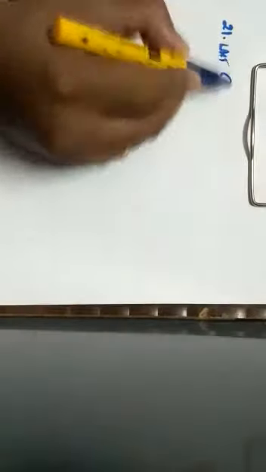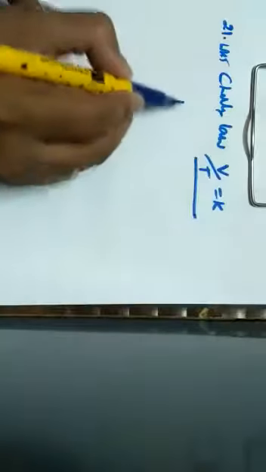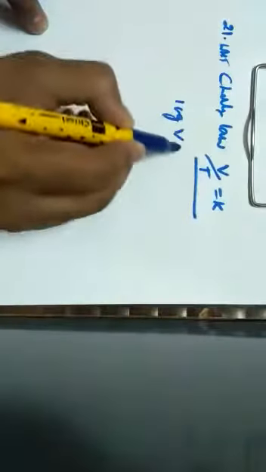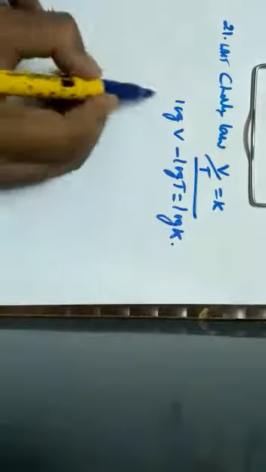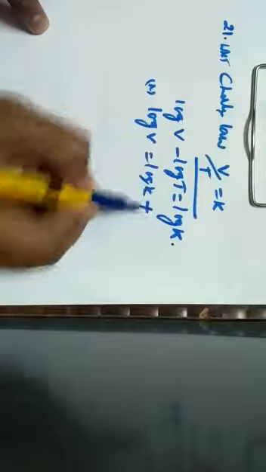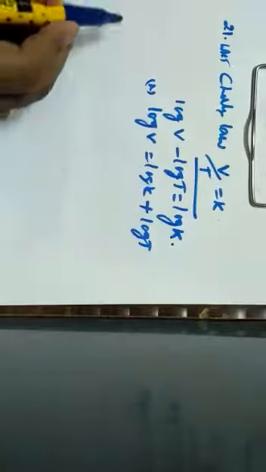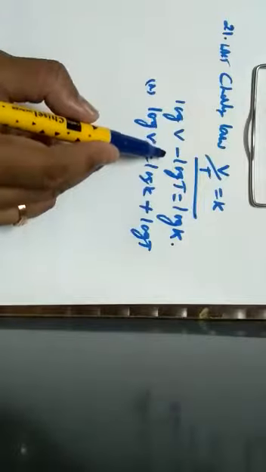In question number 21, which of the following equations does not represent Charles' law for a given mass of a gas at constant pressure? According to Charles' law, volume by temperature is equal to constant, that is V by T is equal to constant. Upon taking log on both sides, we can write log V minus log T is equal to log K. So I can rewrite this equation as log V is equal to log K plus log T.